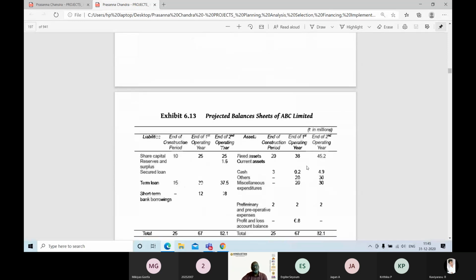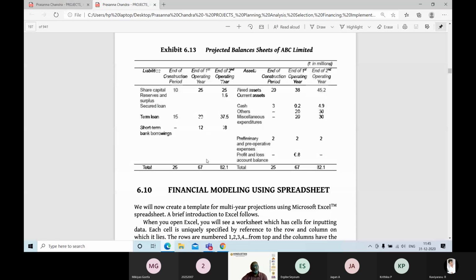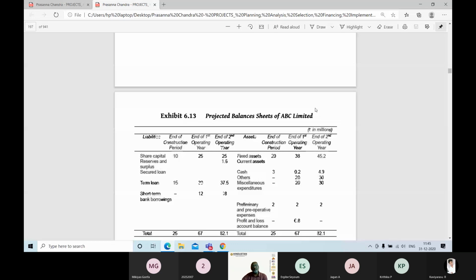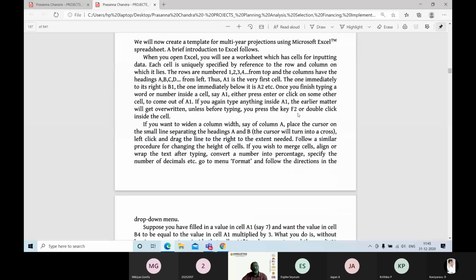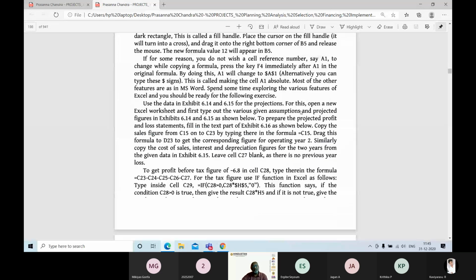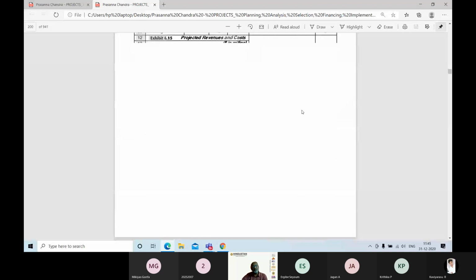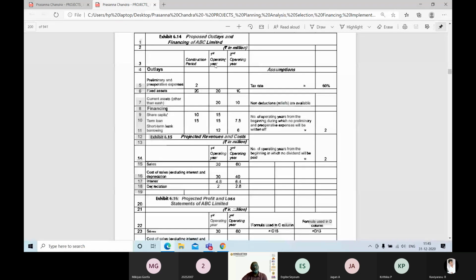Examples of projected balance sheets are available, but you must know the concept behind it. What is the balance sheet? What is the working capital requirement, like that. Financial modeling using spreadsheets is also available. This is a standard form. They produce the spreadsheet using the Excel format. It is lengthy; we are calculating all the things. They have to fill up everything, and it will calculate all the details.